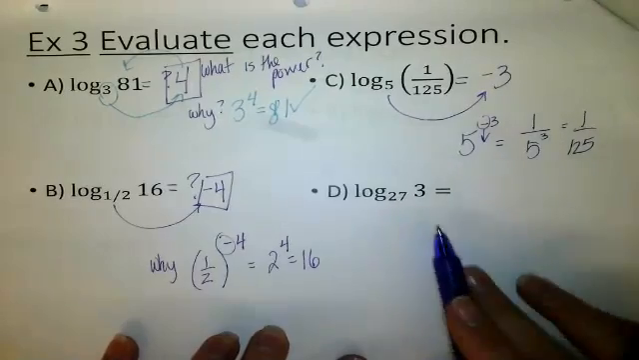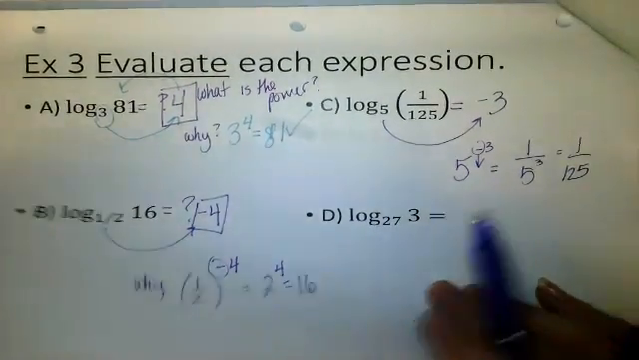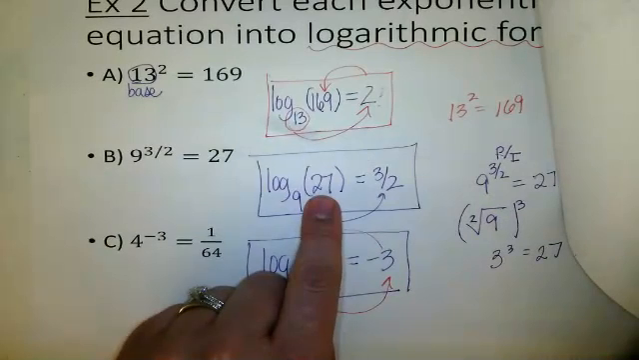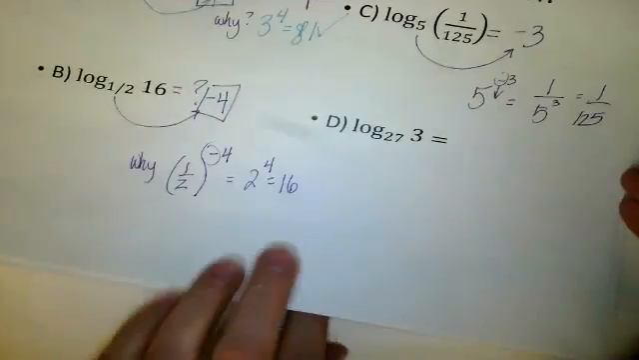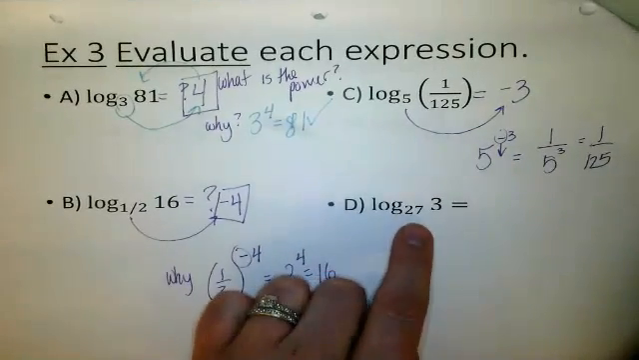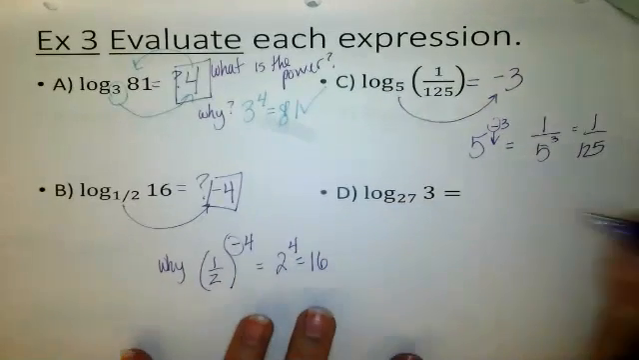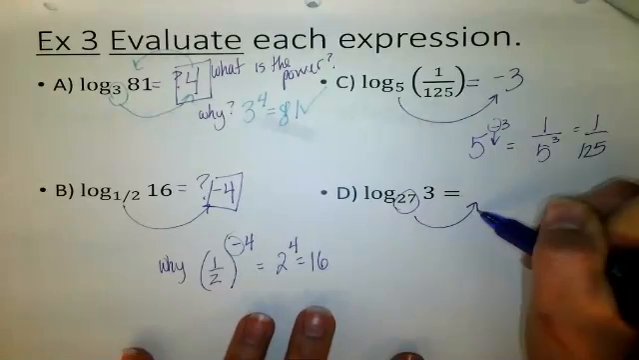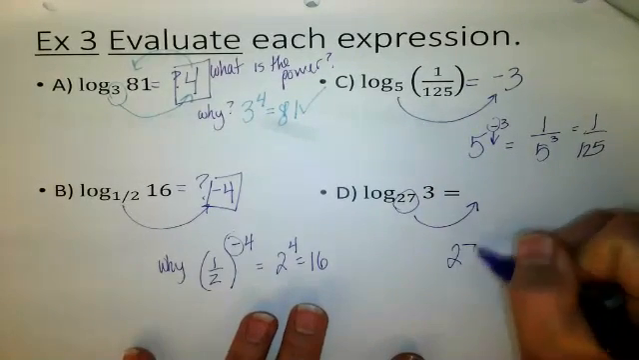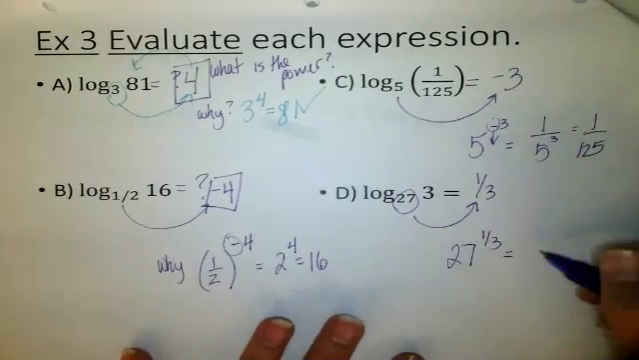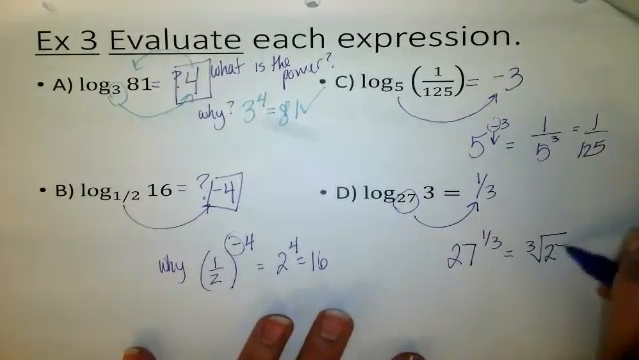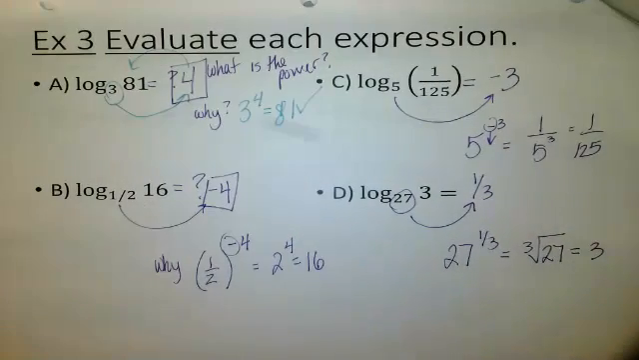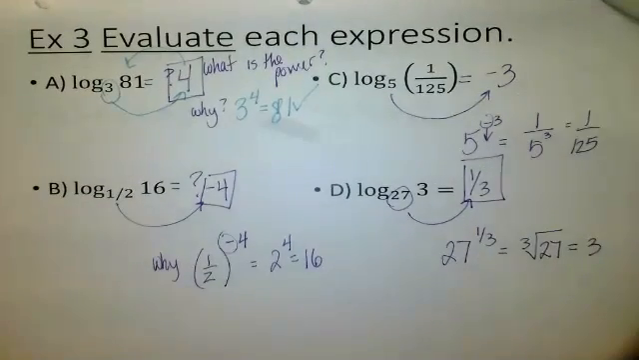Ooh, tricky. Let me flip back a second. You'll notice here on this one, our argument was larger than our base. We have to get to a smaller number here. 27 to what power? 27 to the 1/3. Very good. So 1/3 power would be the cube root of 27, which is 3. Very good. Do you have questions on those?